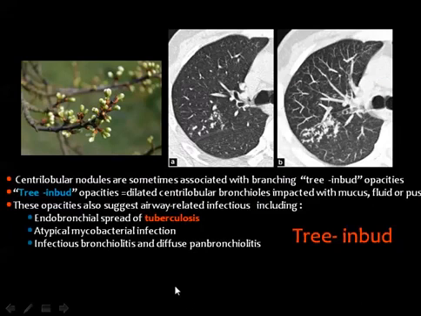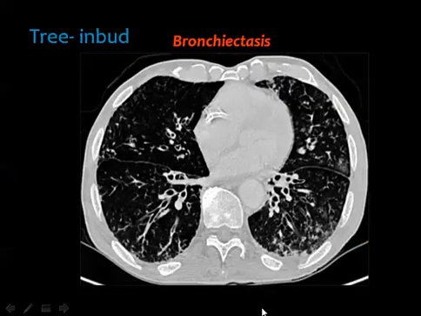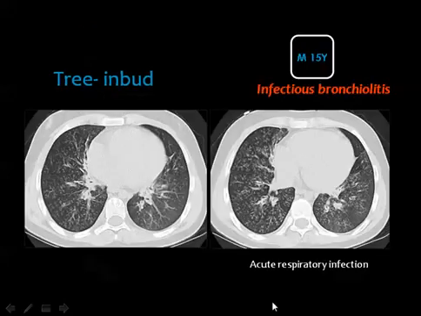Then a typical infection may also cause this, but whenever we see this, we highly recommend examining the sputum for TB. Also, tree-on-bud may be seen in cases of bronchiectasis. These are dilated bronchi, and I will explain the issue of bronchiectasis later on. Then you can see some opacities that look like tree-on-bud.